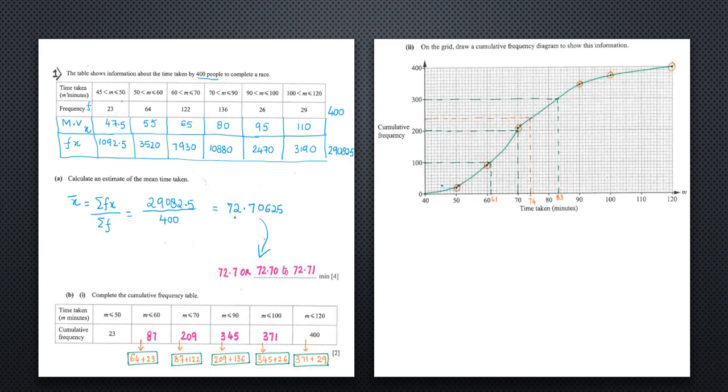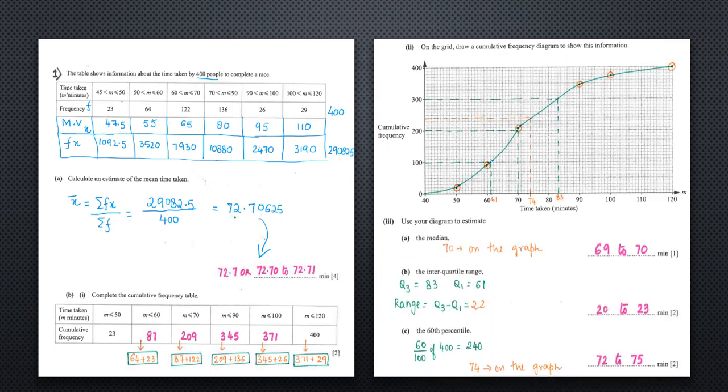On this grid, we are supposed to draw a cumulative frequency diagram. As you can see, the diagram is already drawn over here. So we should draw this curve as a smooth curve. And then we use this particular curve in order to estimate values of median and as the required parts of the question may be. All right, so as we need to do over here, we need to use the diagram in order to estimate the median.